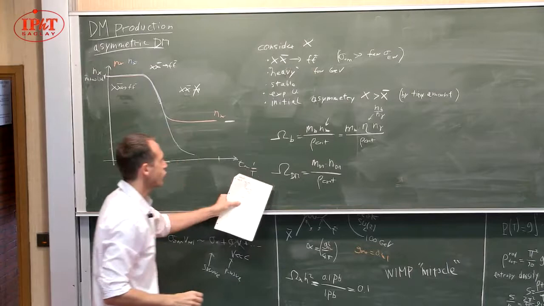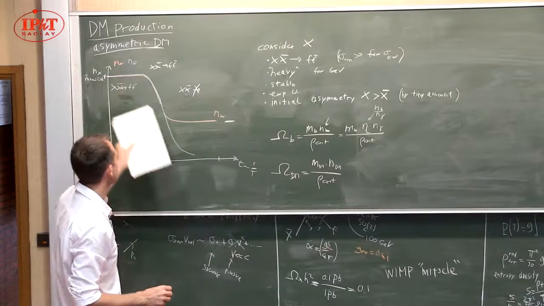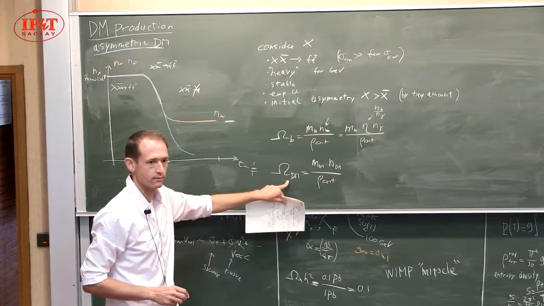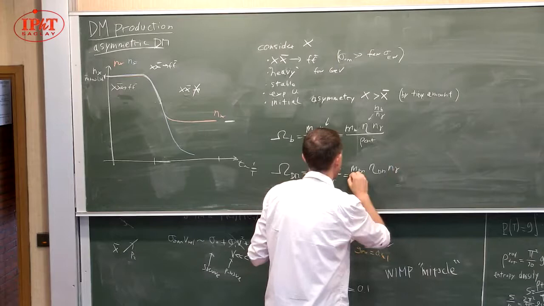So it's a darkogenesis in some sense. This is what comes out from baryogenesis, the mechanism that produces the imbalance between baryons and antibaryons. And here is darkogenesis, a mechanism that produces in some way the imbalance between dark matter and anti-dark matter. Then when it evolves, what you're left with is just dark matter particles that give you the total omega dark matter. So I can write it as the mass of the dark matter times eta dark matter times n gamma divided by rho critical.